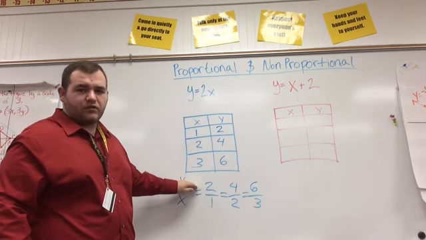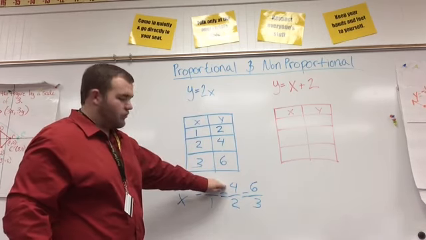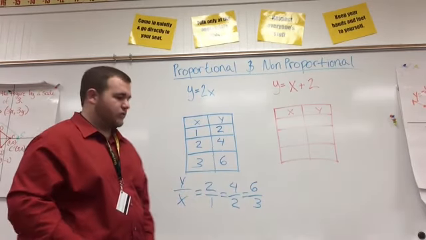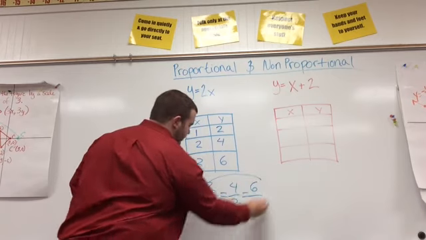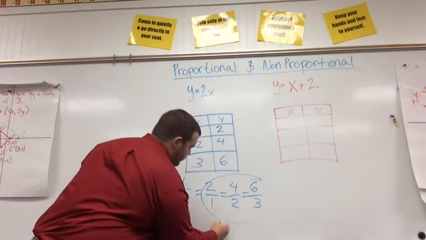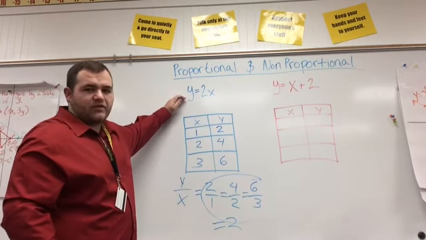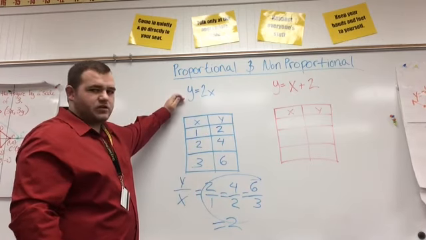Well, we know 2 over 1 equals 2. We know 4 over 2 equals 2. And we know 6 over 3 equals 2. And so all 3 equal 2, giving us y equals 2x, a proportional function.